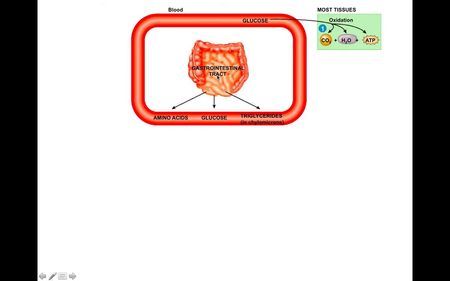So here is your GI tract, and you are absorbing your broken down components of your meal. So you have amino acids that were from the protein you ate, glucose from the carbohydrates you ate, and you have triglycerides that are in the chylomicrons being transported in the blood from the lipids that you ate. This glucose, some of this is going to be going to your tissues, and you'll oxidize it to create ATP. So glycolysis, for example. Insulin is going to help facilitate this. It acts as kind of a ferry in order to get this glucose into your body cells so that you can create ATP.